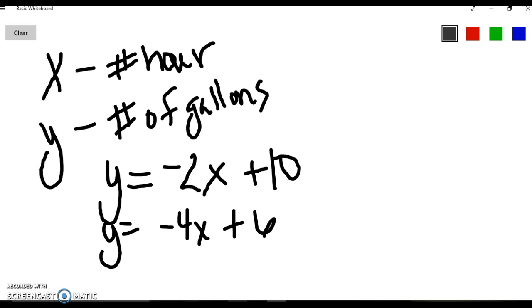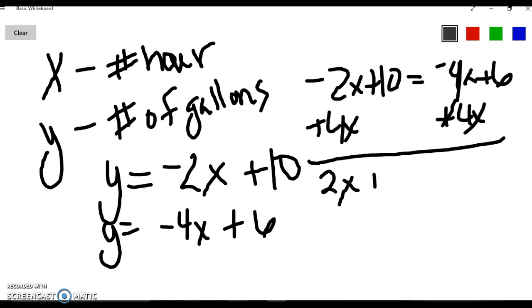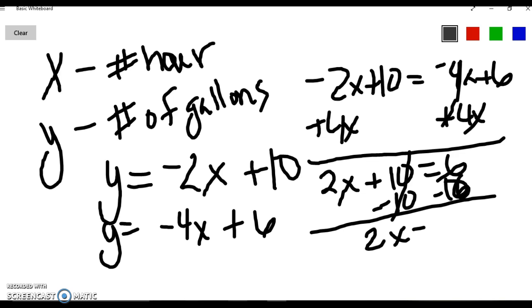Alright, so set these 2 equal to each other. So I get negative 2x plus 10 equals negative 4x plus 6. Again, I'm just going to solve it. I get 2x plus 10 equals 6. I get 2x equals negative 4, so x equals negative 2. For me, I can stop. I won't need to plug it in. But I can. It doesn't matter. We'll plug it in.